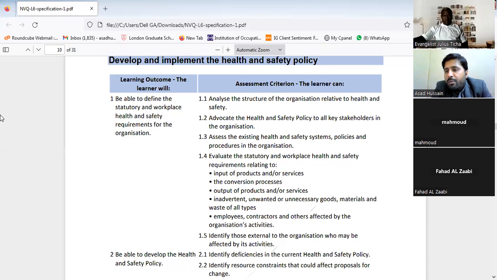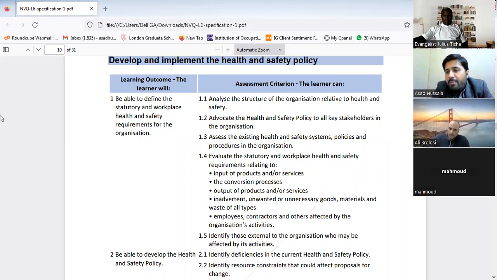And procedures, like how you are performing different activities in your workplace, and how those procedures are working with respect to health and safety in your organization. So you just have to write the actual situation of these three things in your workplace. Is it fine, Mahmood? Yes. Okay, thank you. Yes, teacher.